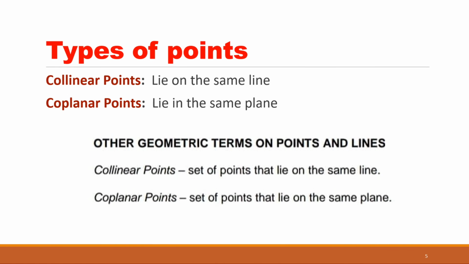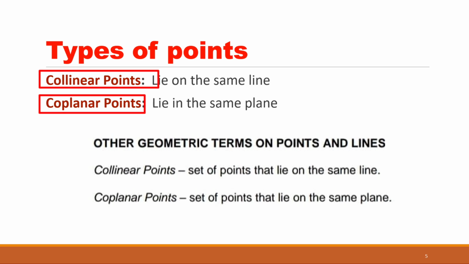Let's have the types of points. We have two types of points: collinear and coplanar points. Collinear points lie on the same line. And coplanar points lie on the same plane. So collinear is a set of points that lie on the same line. Coplanar points are a set of points that lie on the same plane.